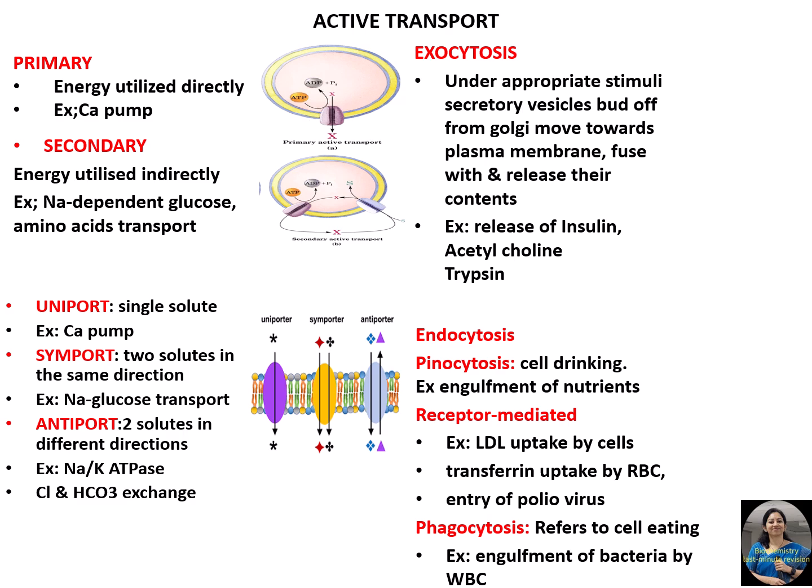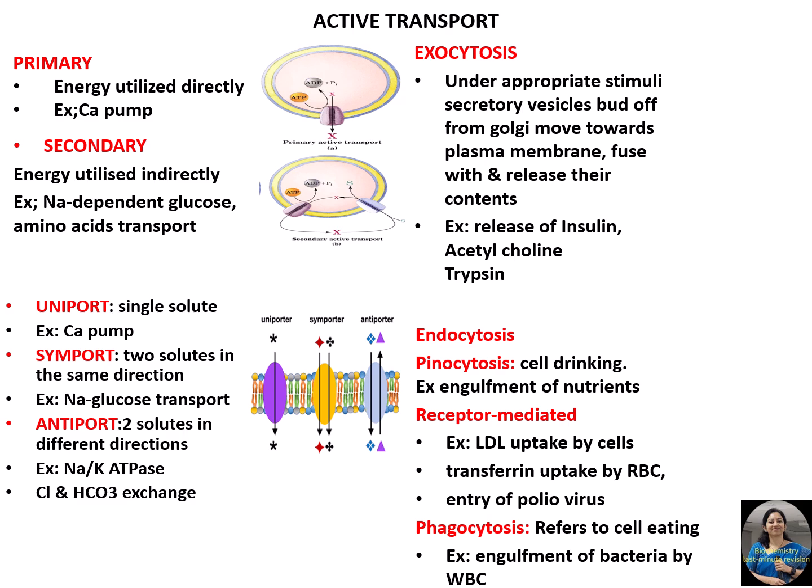Antiport mechanism: two solutes are transported in different directions. A good example is sodium potassium ATPase. For every 3 molecules of sodium pumped outside, 2 molecules of potassium enter into the cell, because sodium is the main extracellular cation, and potassium is the main intracellular cation. The other good example for antiport is chloride and bicarbonate exchange occurring at the level of peripheral tissues of the cells and also at the level of lungs.